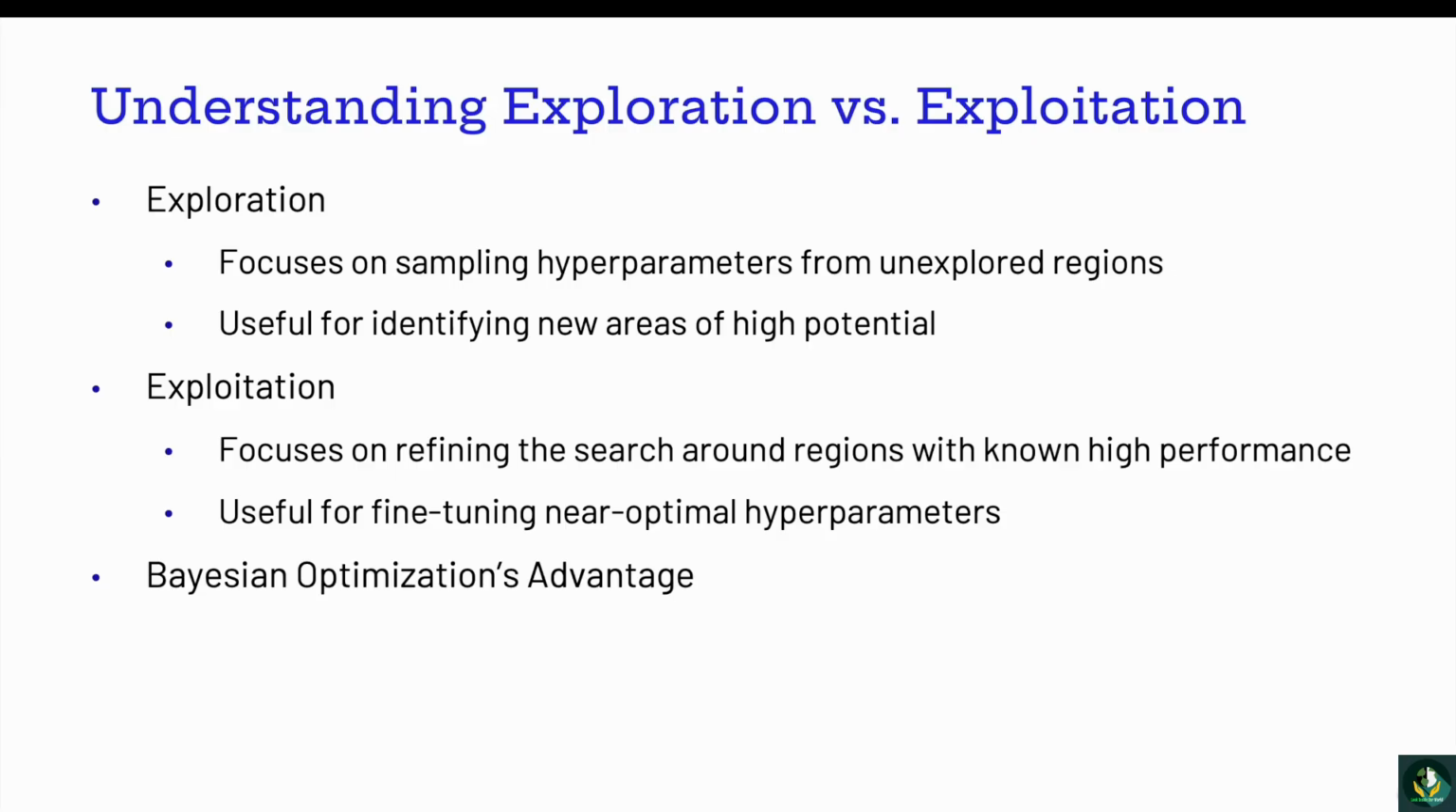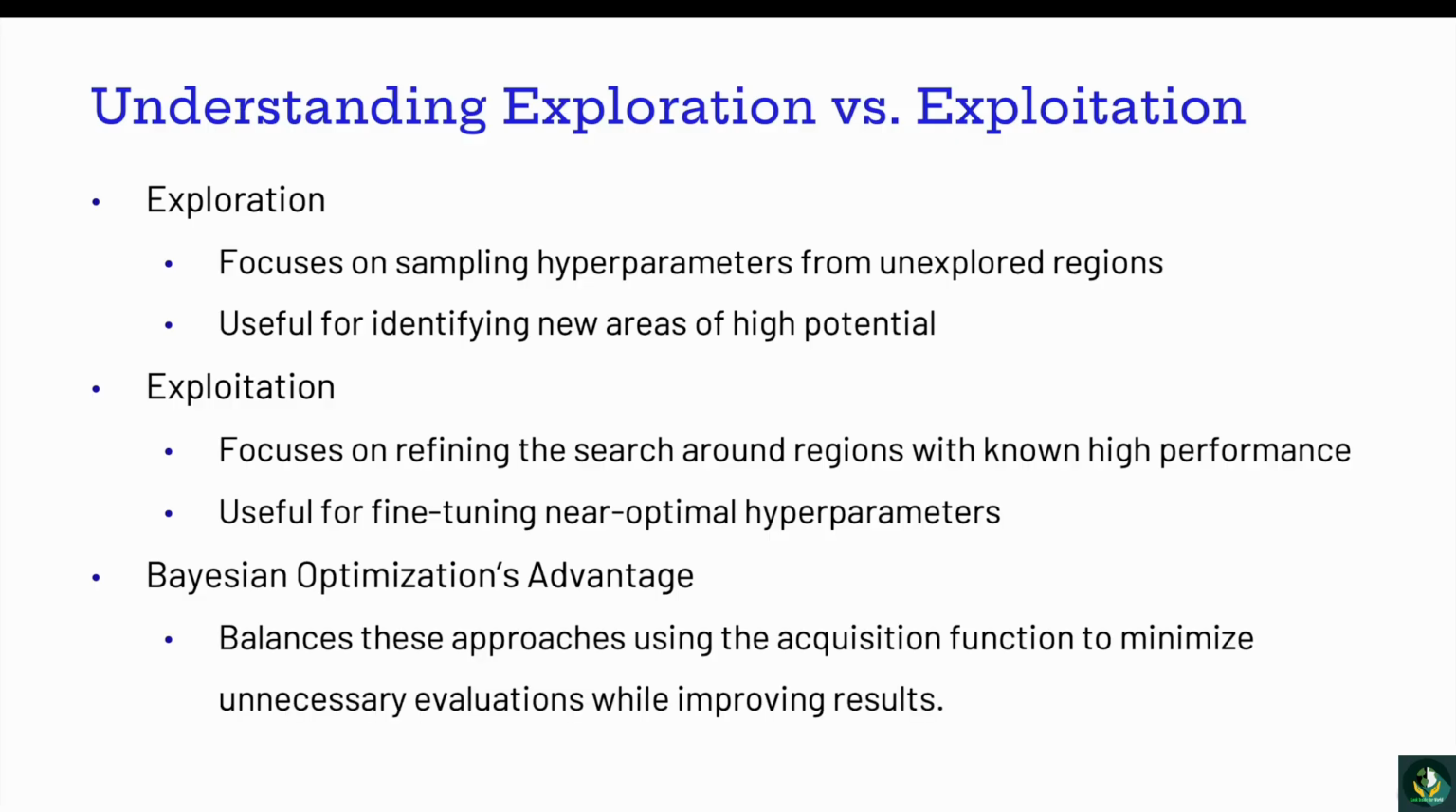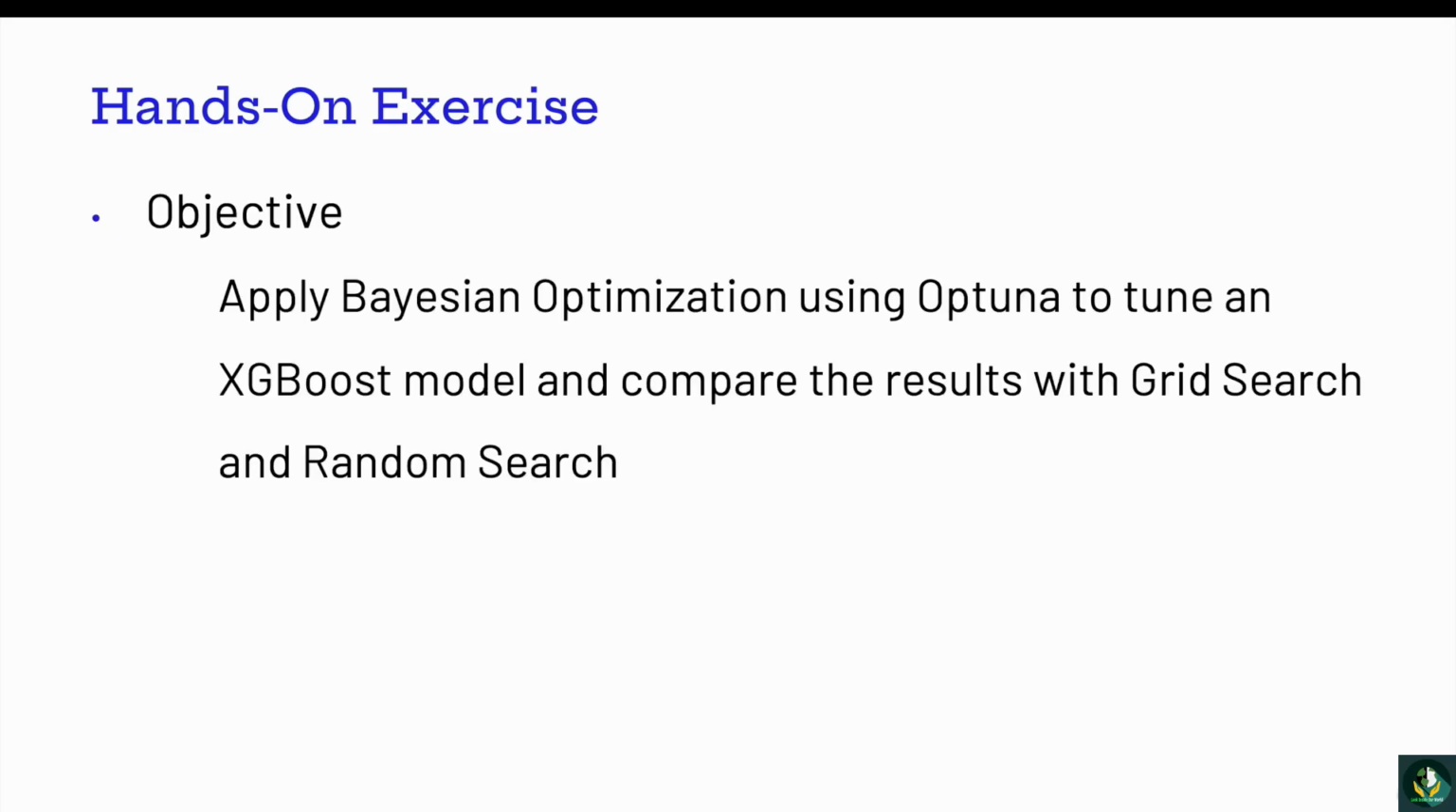Next, let's talk about Bayesian optimization's advantage. It balances these approaches using the acquisition function to minimize unnecessary evaluations while improving the results. That's why it stands out better than grid or random search. Now let's jump into a hands-on exercise implementing this. The objective here is to apply Bayesian optimization using Optuna to tune an XGBoost model and compare the results with grid search and random search.